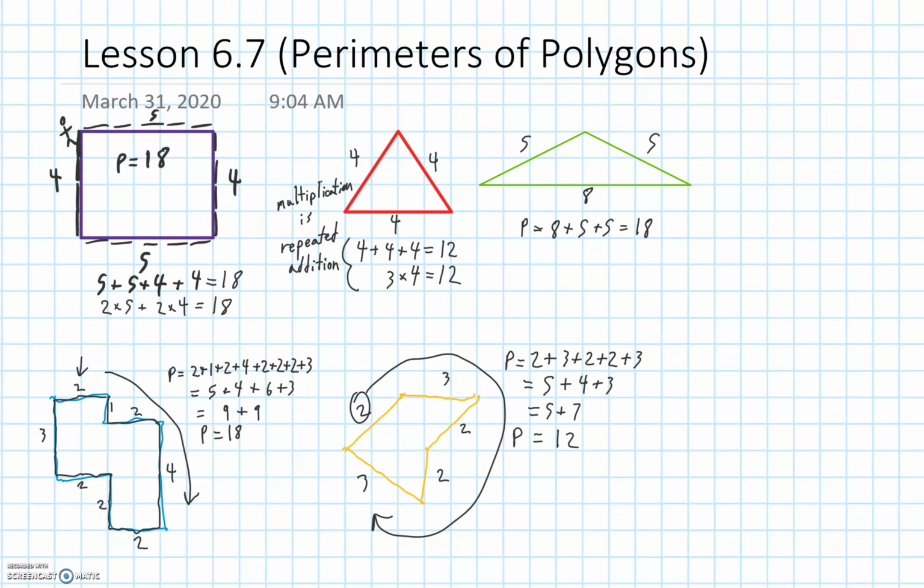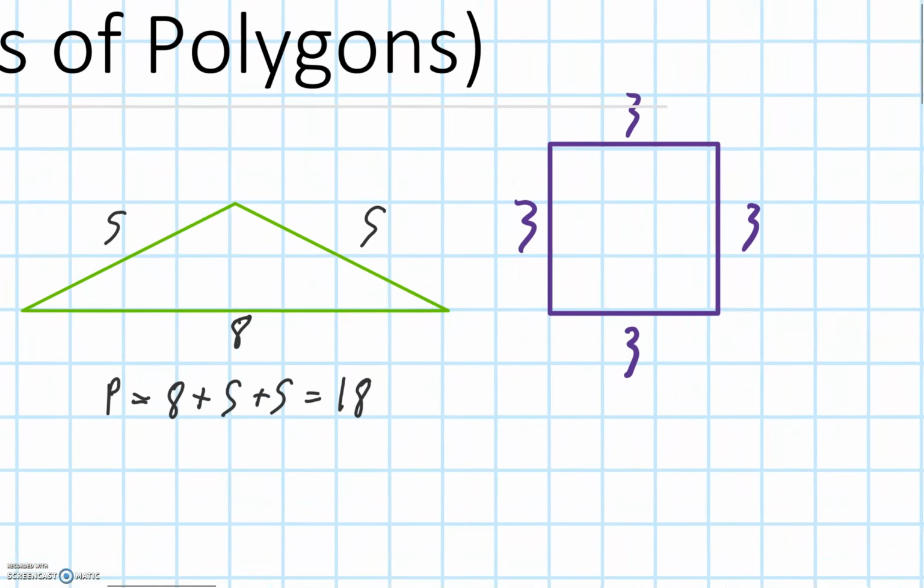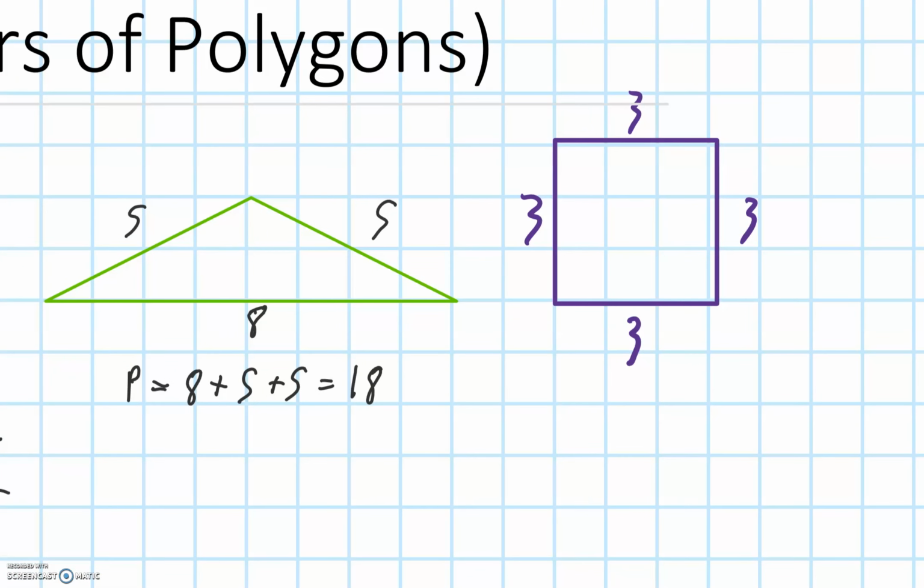So maybe I'll try one more shape just to make that clear. So this is a square, which is 3 by 3 by 3 by 3. Or really it's a 3 by 3 square. We can do this definitely by going 3 plus 3 plus 3 plus 3. And there's nothing wrong with that. It equals 12. But we can also go 3 times 4 because there are 4 sides and each one is 3. And that also equals 12.